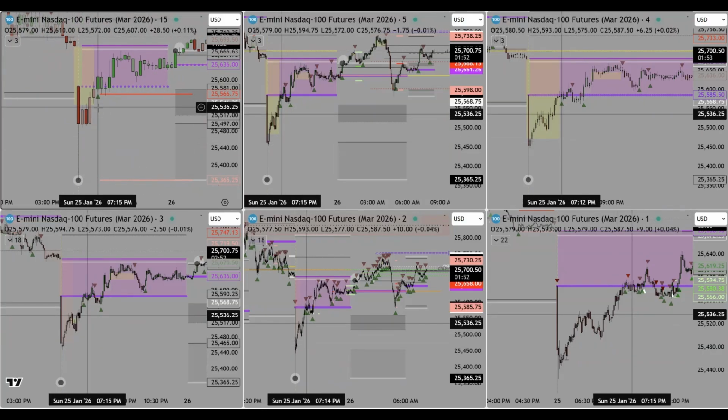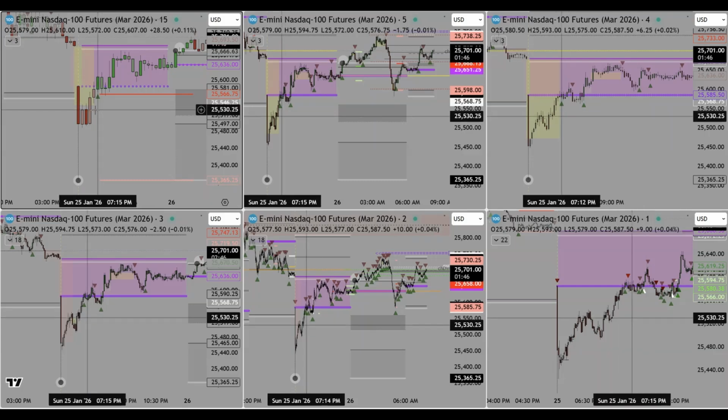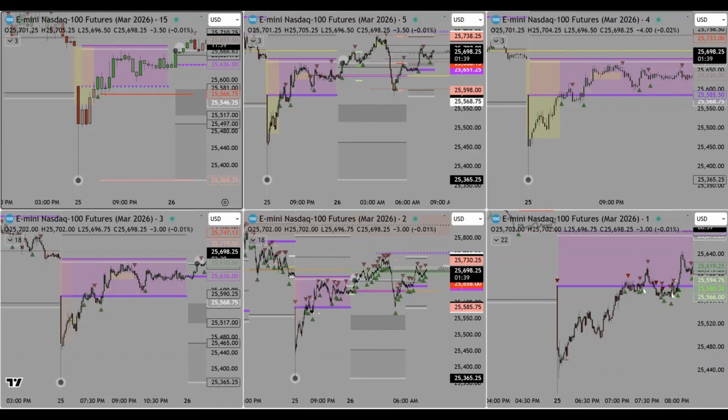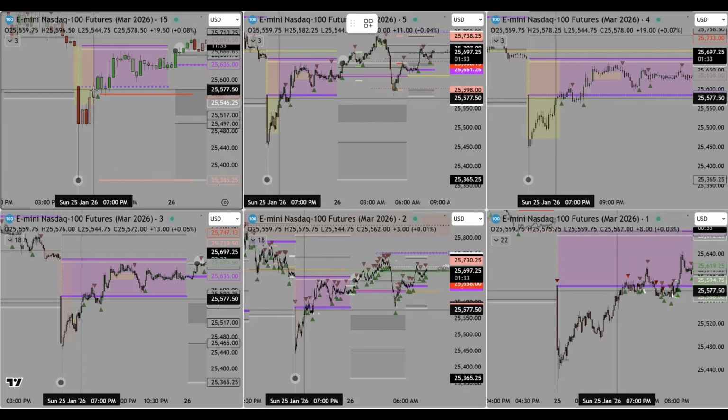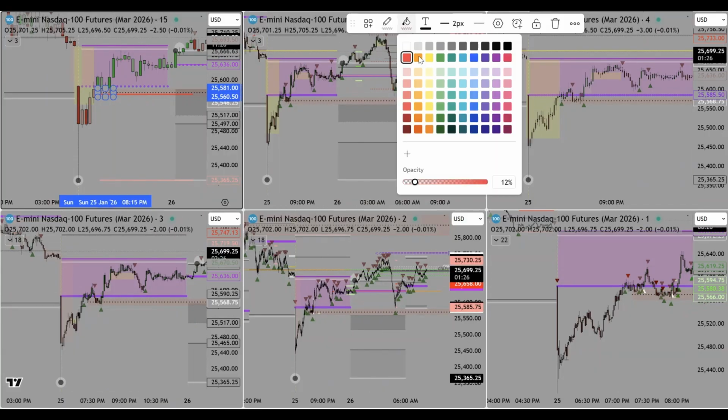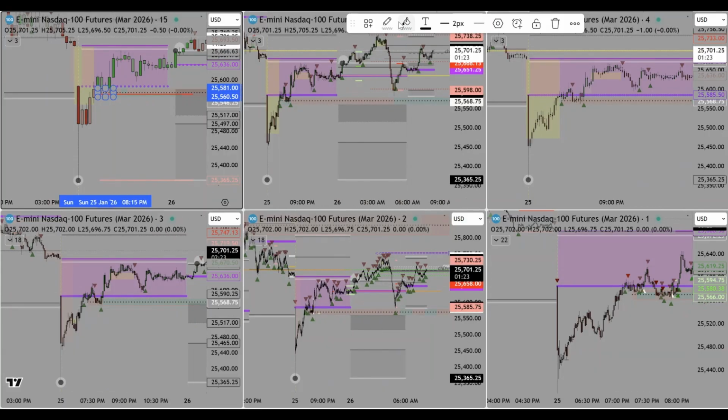At 7:15 p.m. we got a signal for the Asia session. So we confirm this in the lower time frames. This is how you can use this. 7:15, let's mark this. 7:15 is the entry. Say these are the zones where we are looking for longs.